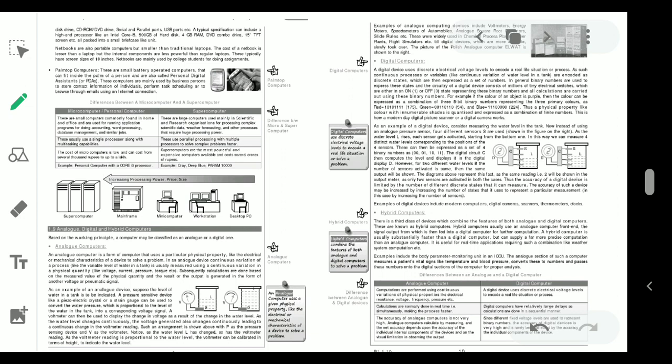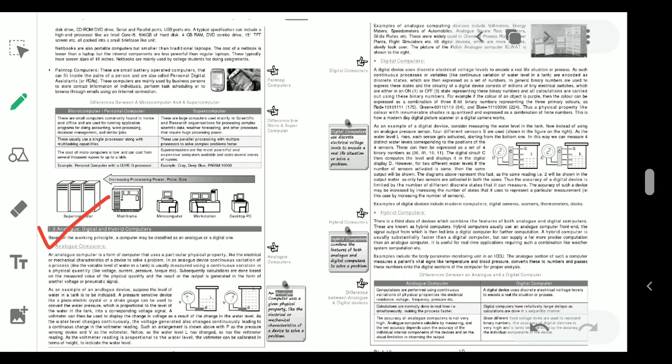Depending on the working principle, computers are classified into three categories. One is the analog computer, another is the digital computer, and the third is the hybrid computer. An analog computer is a form of computer, I am not saying it is an actual computer, that uses particular physical properties. What are the physical properties? Like electrical or mechanical characteristics of a device to solve problems.